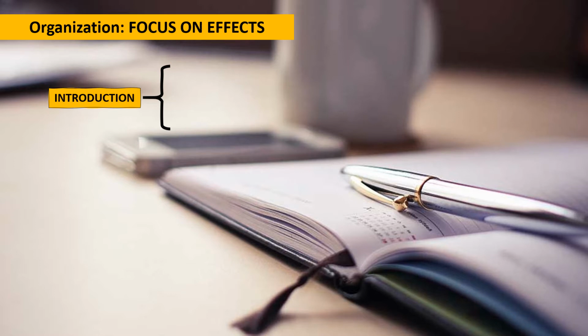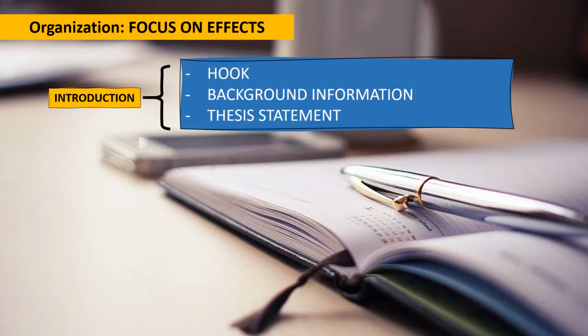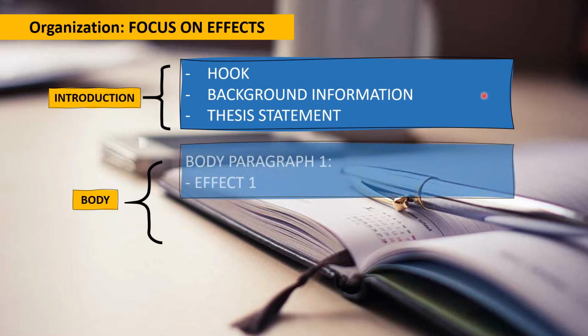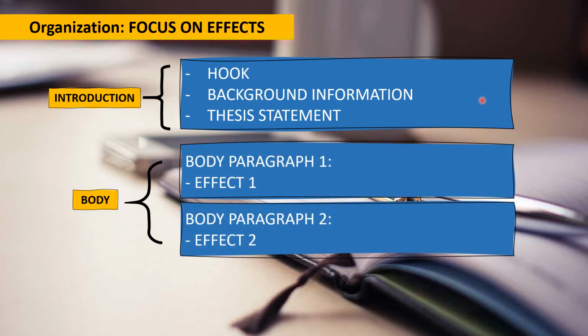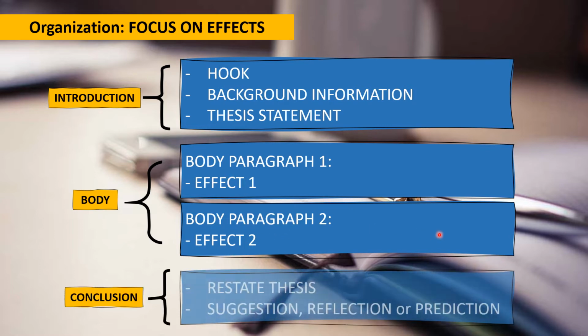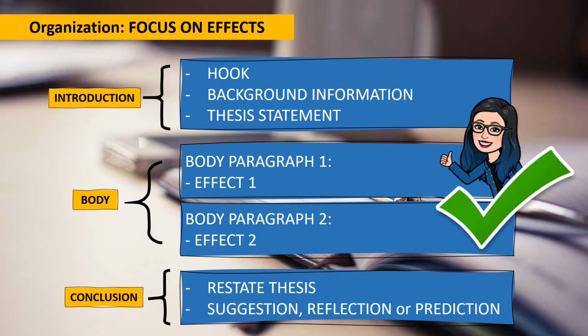The second kind of organization is focusing on effects, and here the introduction is the same, it has the same structure. In the case of the body, paragraph 1 is going to focus on effect number 1, and body paragraph 2 focuses on effect number 2. This could be positive or negative effects. And then the conclusion has the same structure as before, restate the thesis, and you can give a suggestion, a reflection, or a prediction. This is the kind of essay in which we are going to focus today.